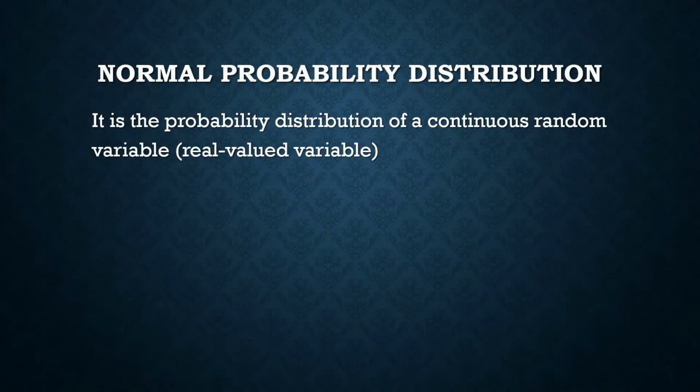Let us pay attention to the first thing to remember about normal probability distribution. It is a probability distribution of a continuous random variable. So what is a continuous random variable? Well, one way to see the characteristics of a continuous random variable is to compare it with a discrete random variable.